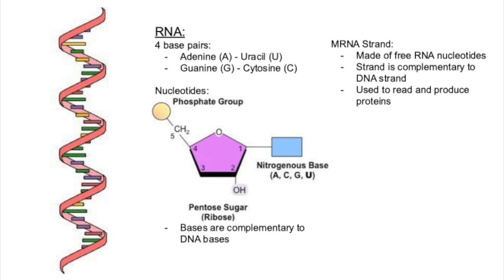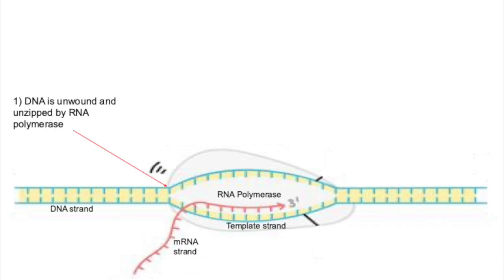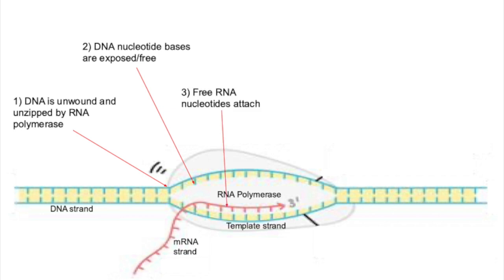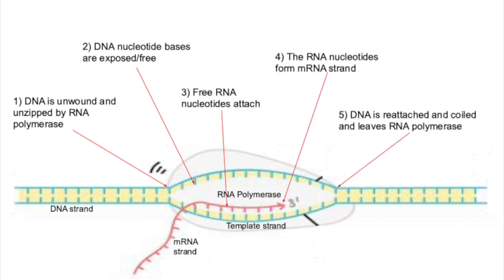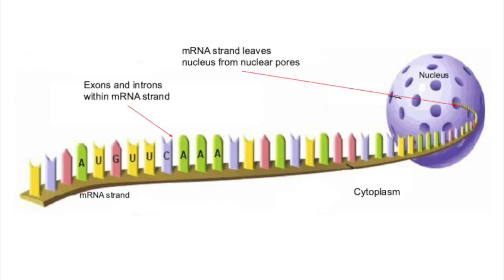These strands are created in the transcription stage and used in the translation stage to be read to create proteins. Transcription is a process that involves RNA polymerase and the mRNA strand. The DNA strand is unwound and unzipped by the RNA polymerase. This exposes the bases, so they are now free for other nucleotides to attach to them. The RNA nucleotides attach to the DNA template strand, forming an mRNA strand. Then mRNA leaves the nucleus through the nuclear pores and travels into the cytoplasm.